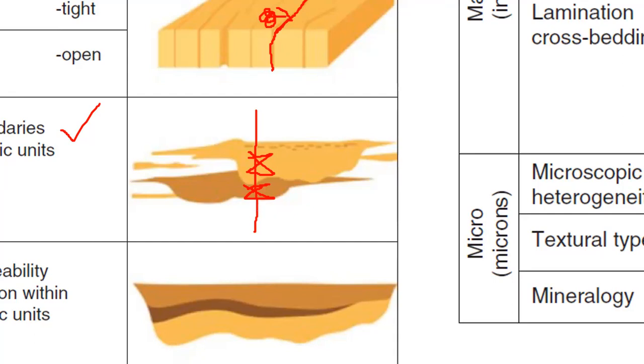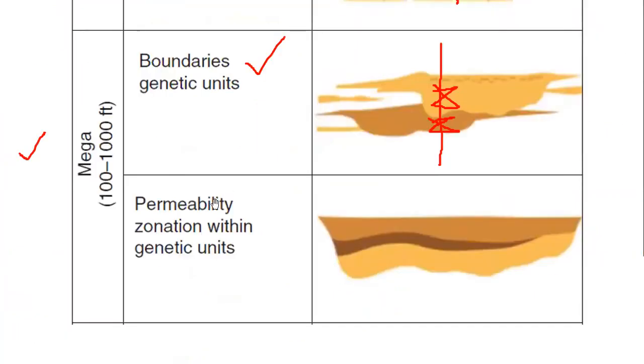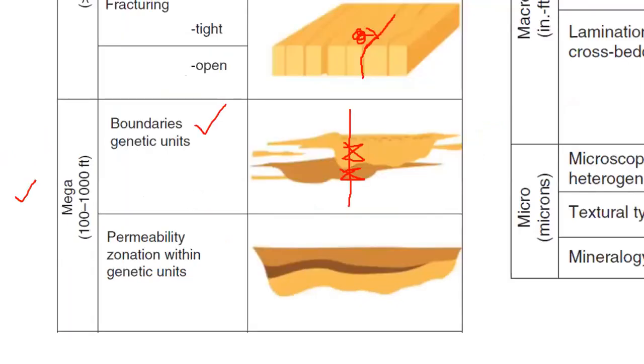Why? Because of heterogeneity. And this is permeability zonation within genetic units. They are within the same reservoir, but they have different properties. So one reservoir with three zones, maybe a zone with high permeability, a zone with relatively good permeability but not as big as the lower one, and the upper maybe a zone with the smallest permeability. It can happen because of sedimentation, because of tectonics. It can happen.